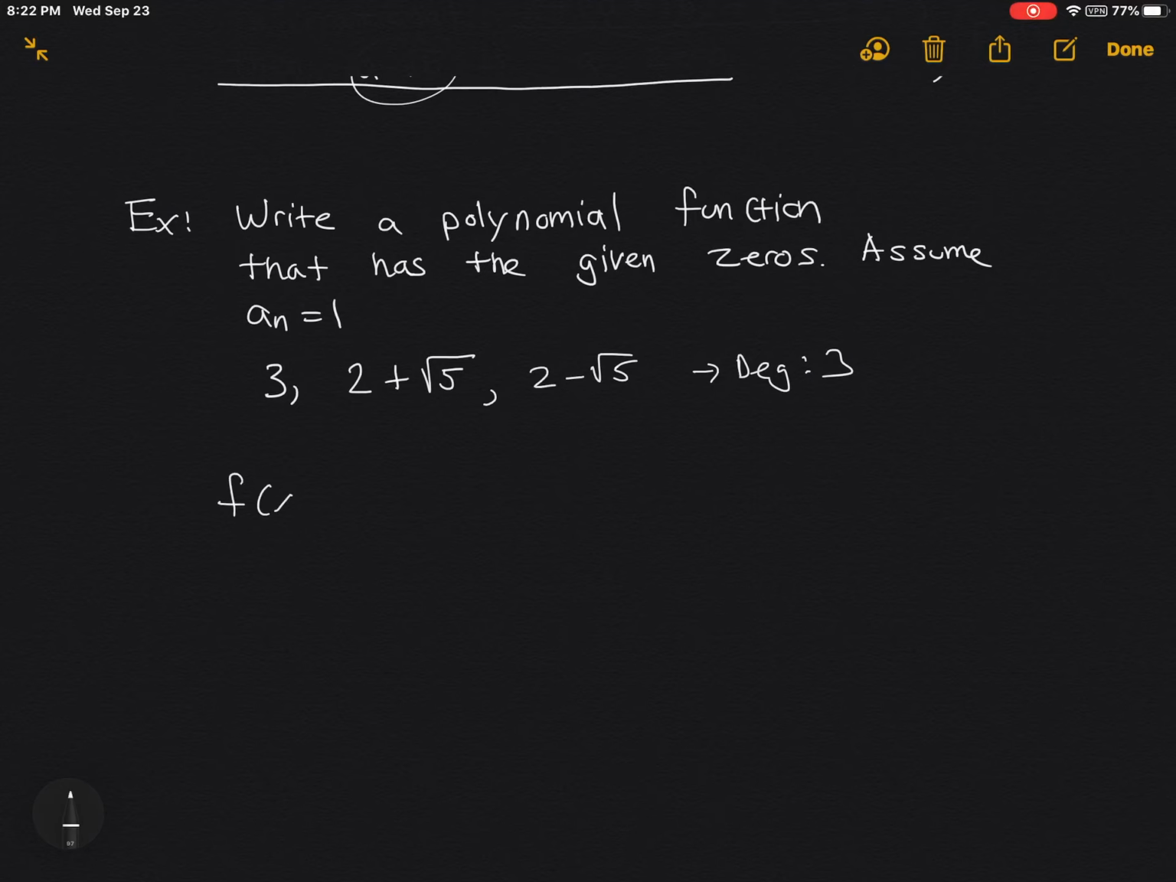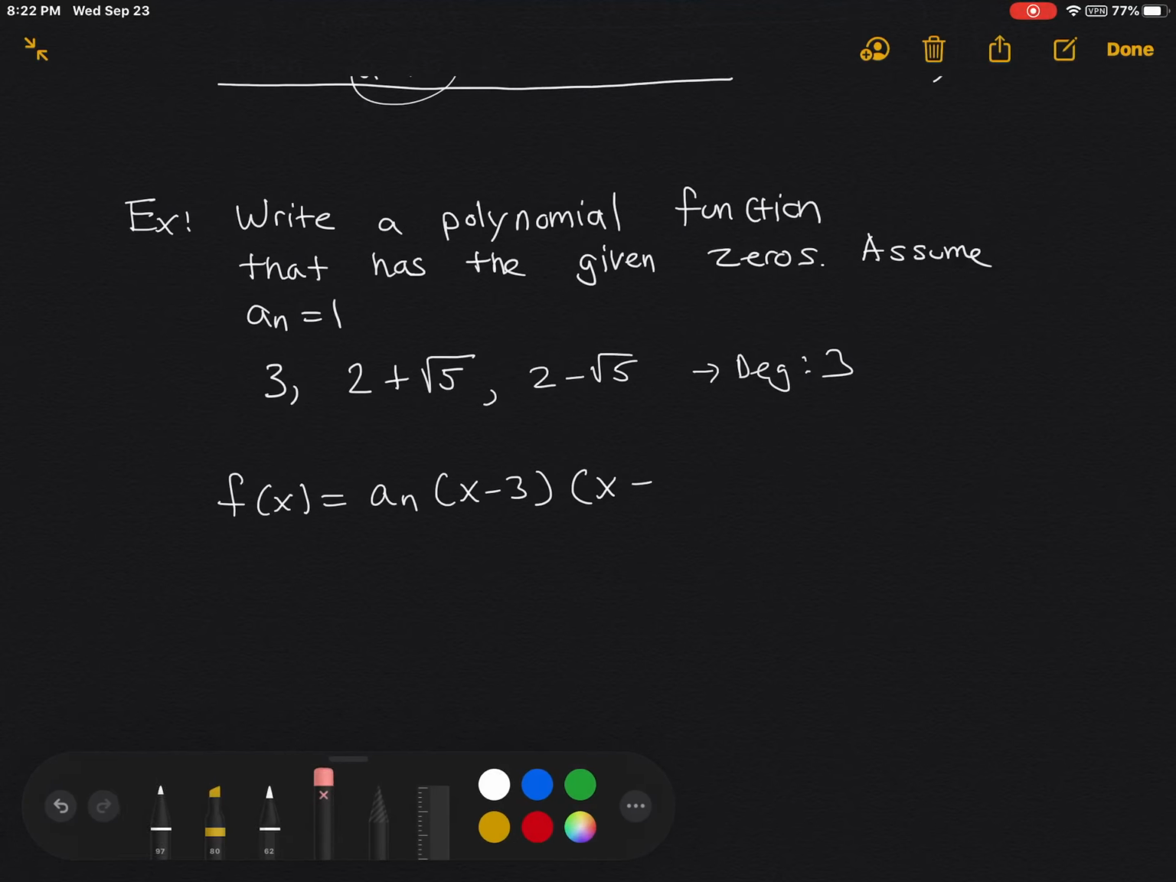All right, so how do I start? Well, I'm going to start by writing my factored form, right, or intercept form, x minus 3 times x minus. Now, when you put this guy in after the minus sign, make sure you put parentheses. In fact, I'm going to put brackets over here.